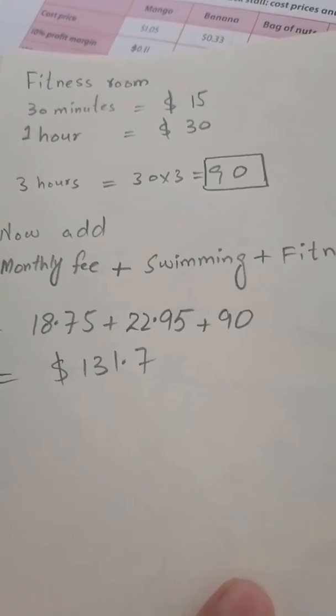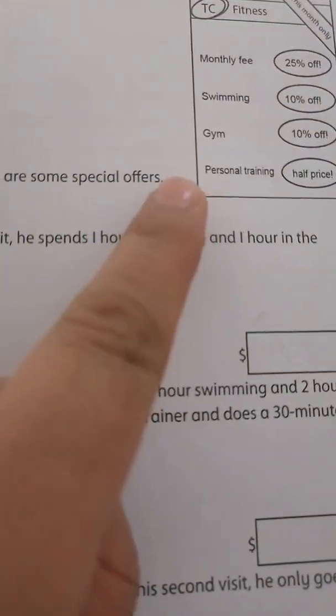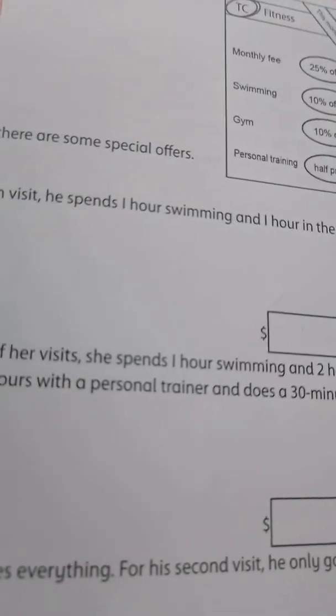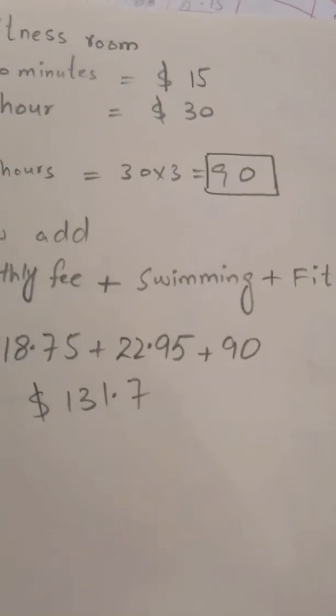But look, there is no discount on fitness. Let me show it to you here. The discount is only on monthly fee, swimming, gym and personal training, but not on the fitness. So he will pay exactly the same amount, $90, without any discount.